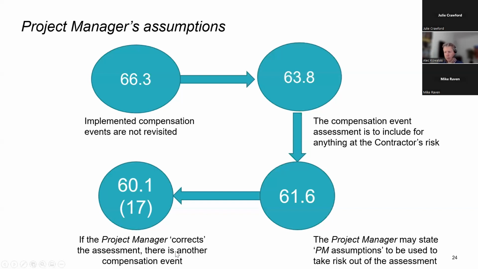If you correct that assumption, for example, because that risk has been realized, it triggers a fresh compensation event for the correction of that assumption. You still don't go back and reopen the old one. You do a fresh compensation event to account for the change in that assumption.